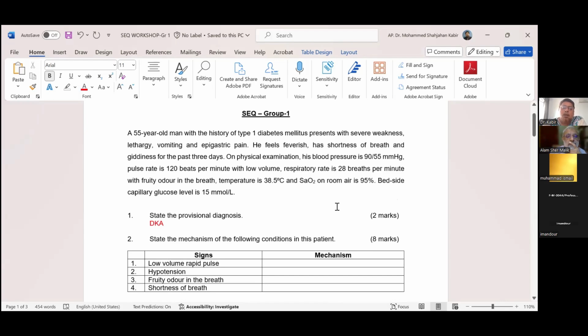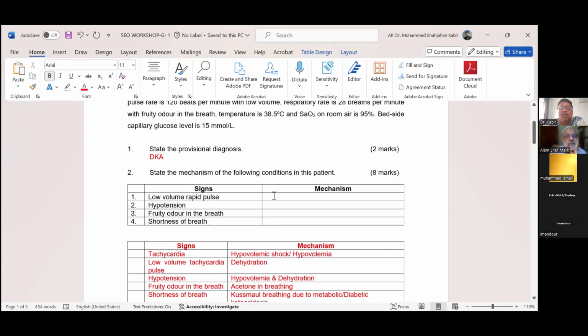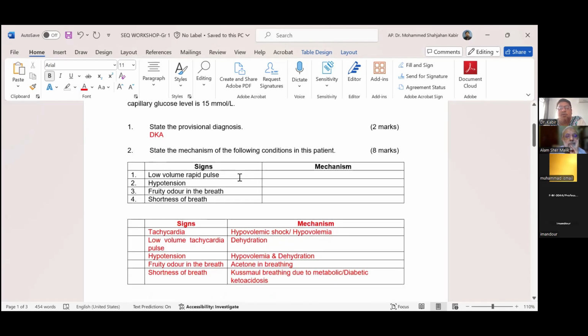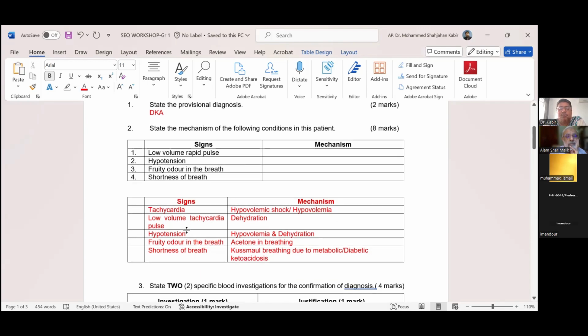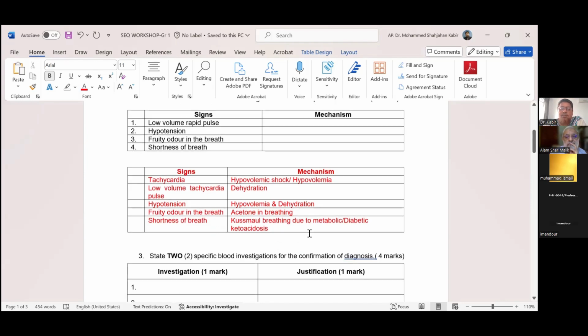Okay, the first question was: state the provisional diagnosis, 2 marks. My mate will discuss why I gave 2 marks. Then state the mechanism of the following signs in this patient: low volume rapid pulse, hypotension, fruity odor in the breath, and shortness of breath. The low volume tachycardia was due to hypovolemia or dehydration. Hypotension was due to hypovolemia. Fruity odor is acetone breath. Shortness of breath is Kussmaul breathing due to metabolic or diabetic ketoacidosis.